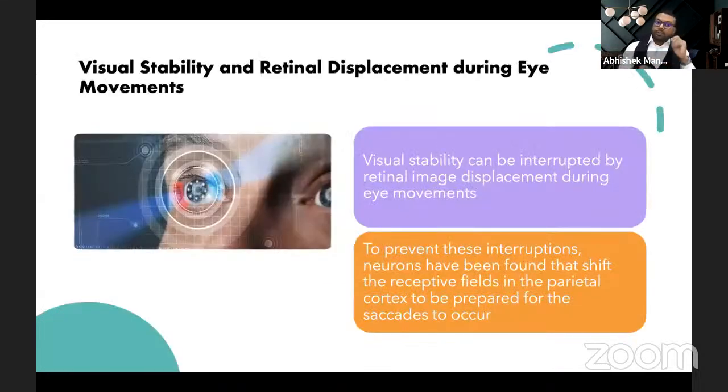Now, I talked about the visual stability and the retinal displacement during eye movements. I gave an example initially: let's say you are in a moving vehicle, anything you see is perceived clearly. Otherwise, we won't be able to drive or walk in the street, isn't it? So this stability can be interrupted by the retinal displacement during eye movement.